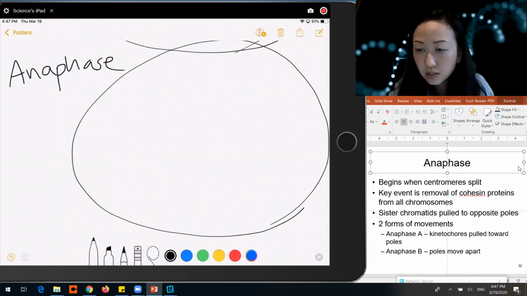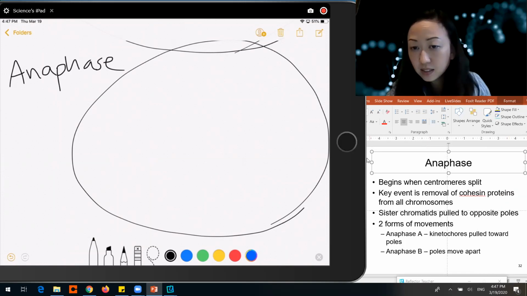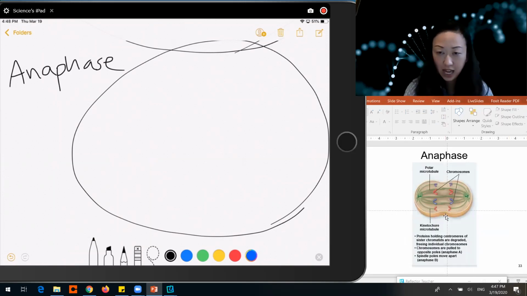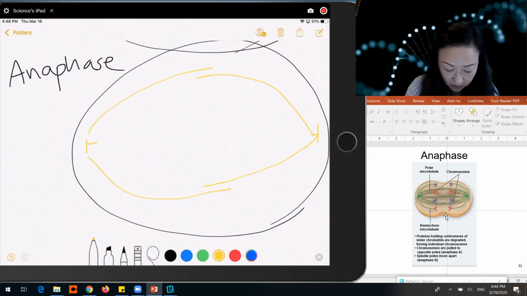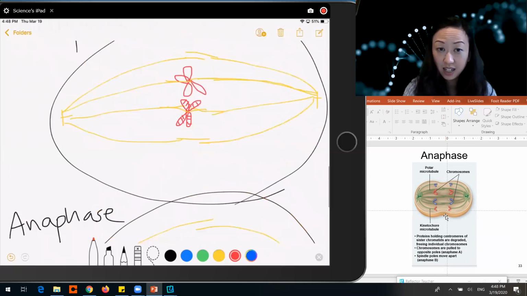In a picture. Okay, so like so. Let's draw this out. Okay, so I got my spindle fibers, and again, they're sending out, but they're trying to separate now. Okay, and so what happened over here? Do you see that red? They're now going to go opposite.